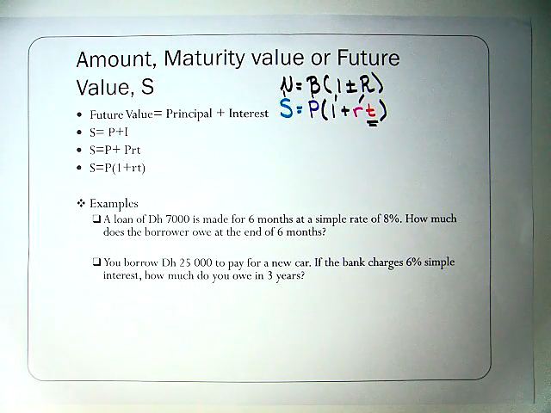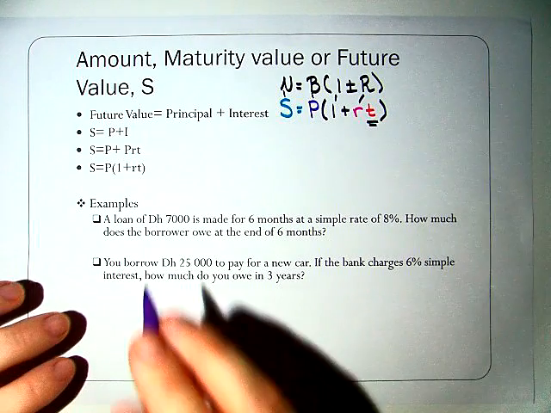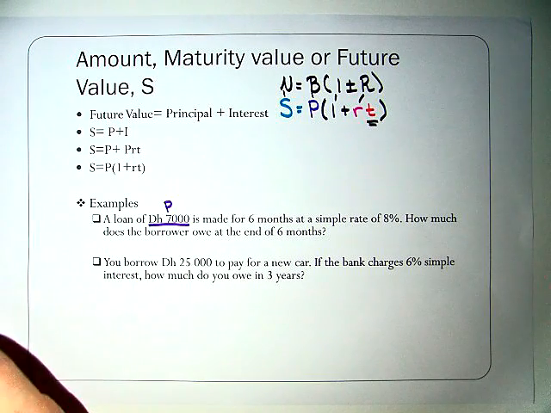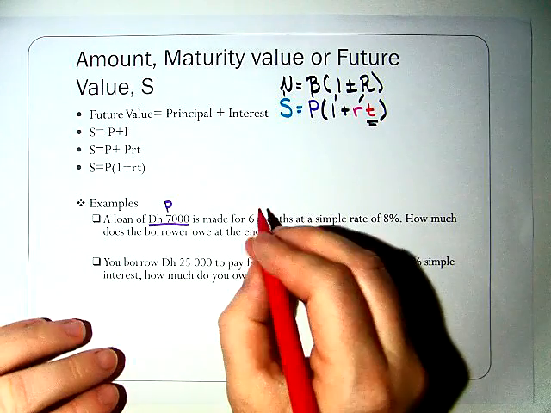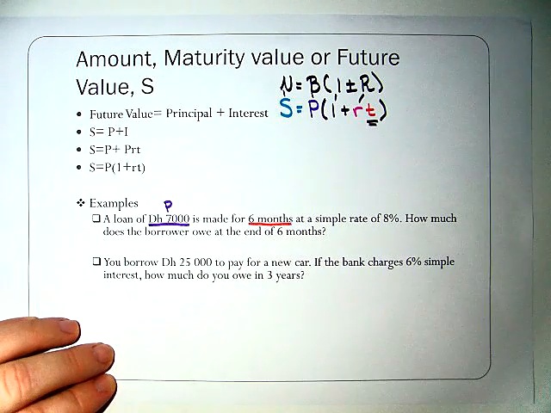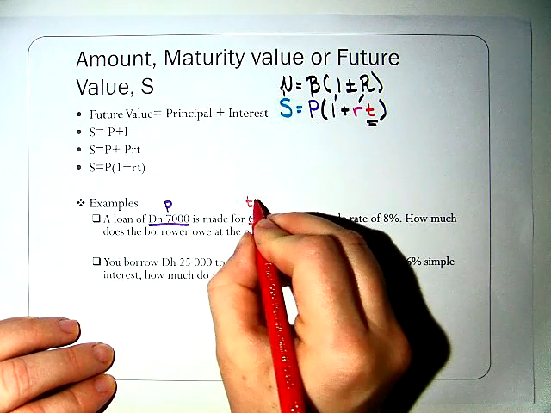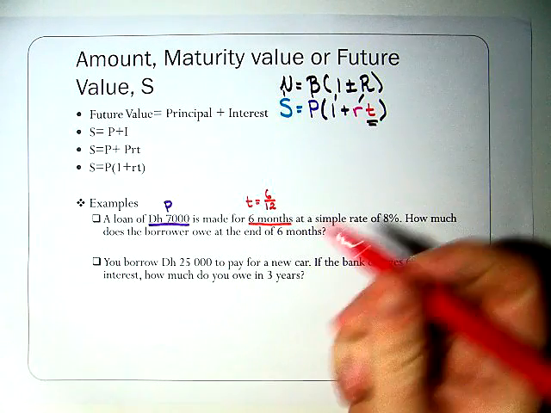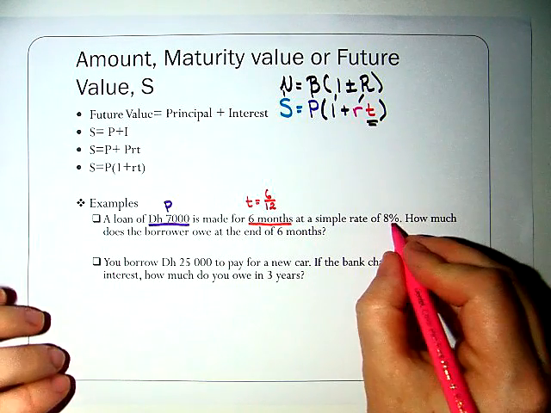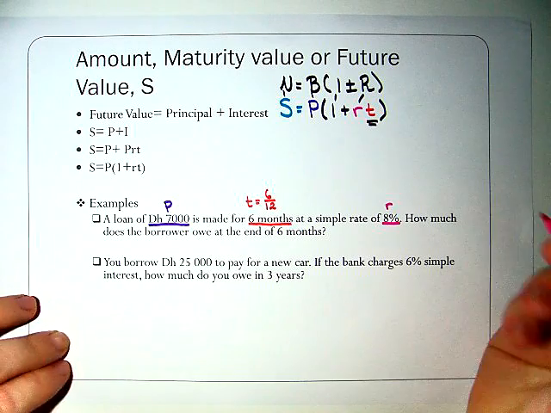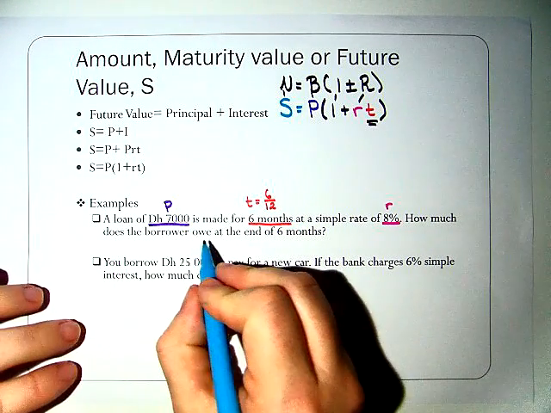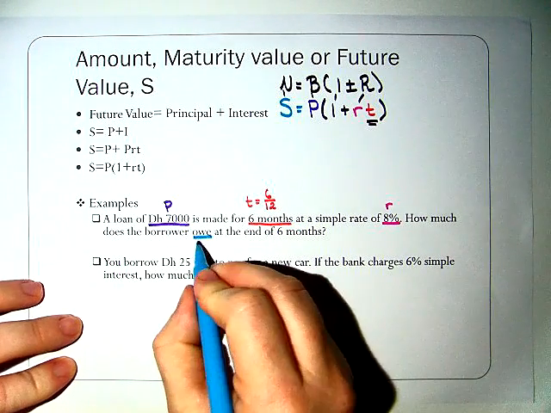A loan of 7,000 dirhams. Okay, so that is our principal. Is made for 6 months. Now remember, when it says 6 months, we need to make this into years. So we're going to put our time equal to 6 over 12. At a simple rate of 8%. The rates are always so easy to find because that's our percentages. How much does the borrower owe at the end of 6 months?